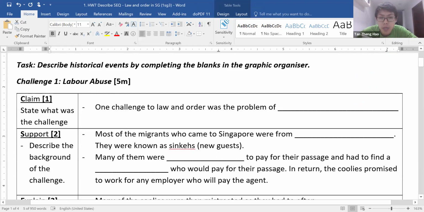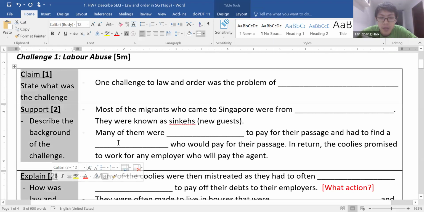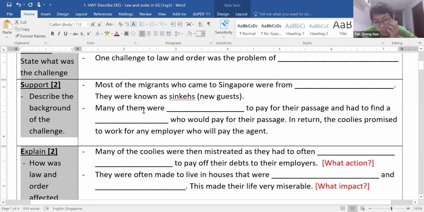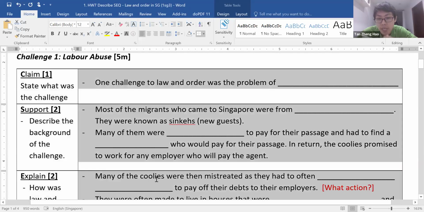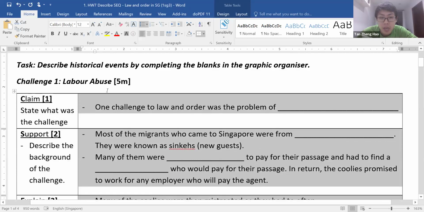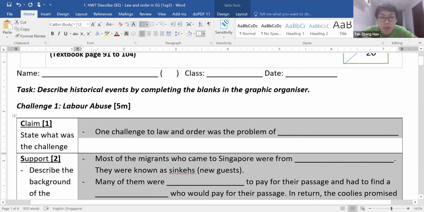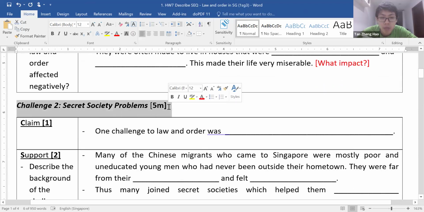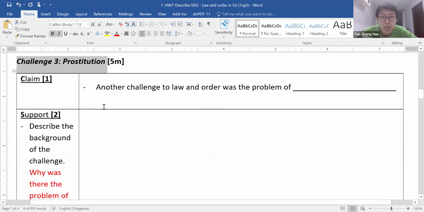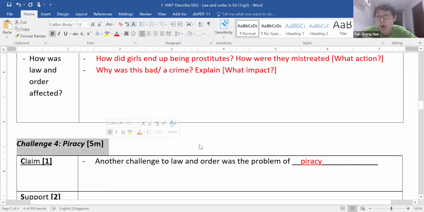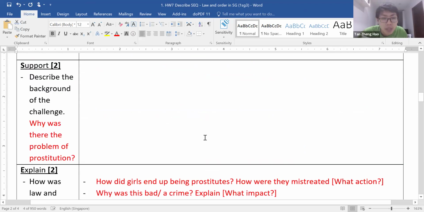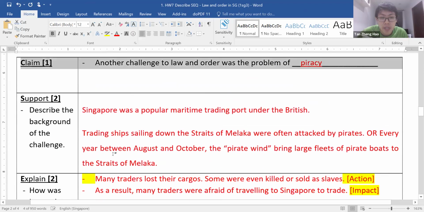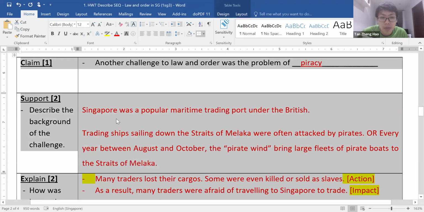Now, in this essay, we have helped you by coming out with this table. On the left-hand side is what you need to include in your answer. And on the right hand side, you will fill out your answer. Okay, there are 4 law and order problems or challenges that we will cover: labor abuse, secret society problem, prostitution, and piracy. So these are 4 problems that pose a challenge to Singapore's law and order in the past. And each challenge would have one of these tables representing one paragraph like this.